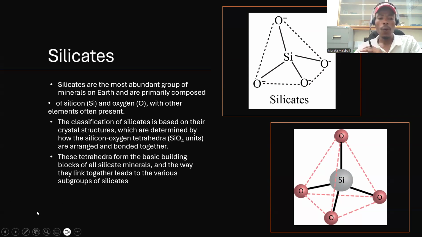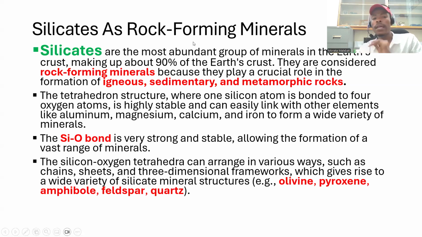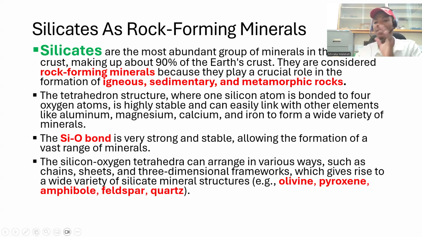The silicates are the most abundant in the earth crust. Why are they abundant in the earth crust? Because of the oxygen and silicon. Remember, silicon is the second most abundant element. So silicon and oxygen are abundant elements in the earth crust.